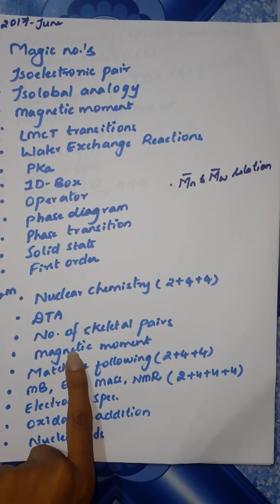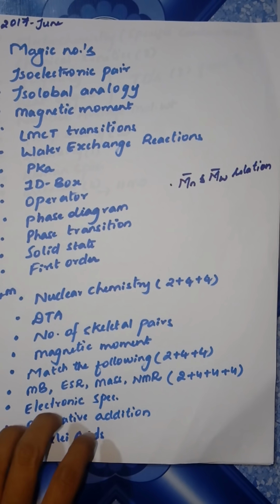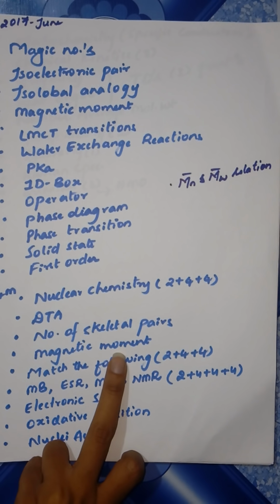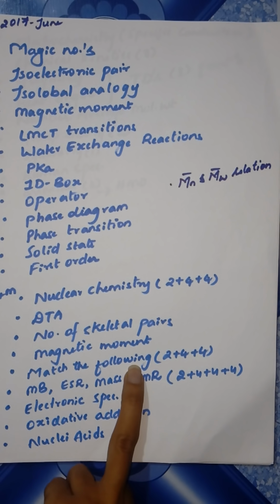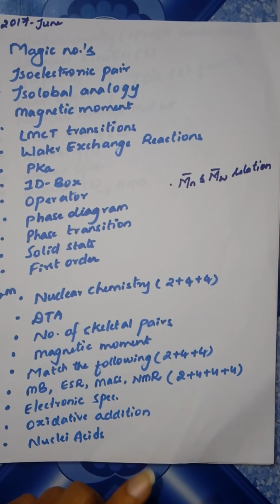So in my 2 markers, I have added all the various formulas which are needed to calculate the magnetic moment, around 4 formulas that you will be watching later. And then match the following, 2 plus 4 plus 4. You either had 1 or 2 match the following previously, right? Whatever I have analyzed, but now you have 2 plus 4 plus 4.